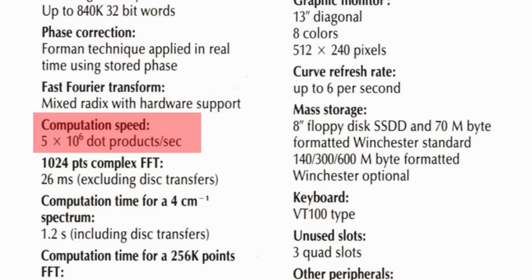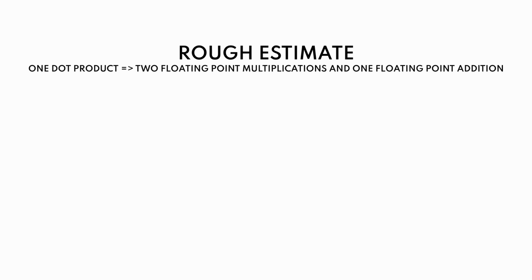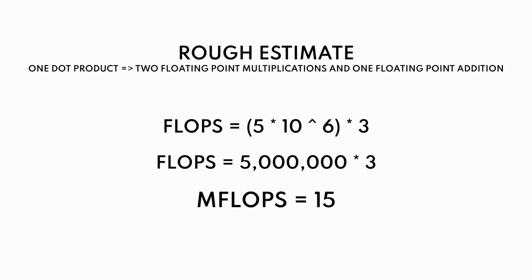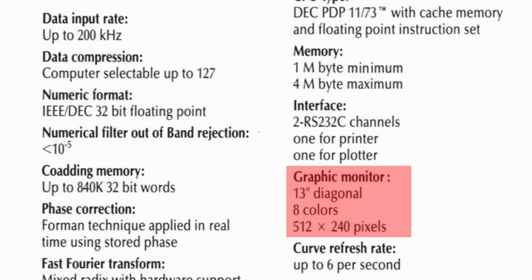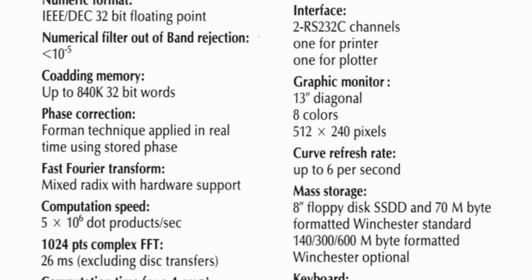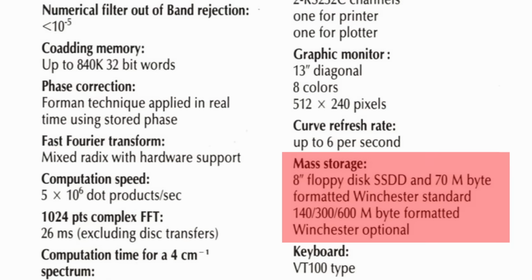This is kind of a difficult thing to figure out what that means in terms of speed, but our rough guesstimate is that this thing is doing about 15 megaflops, which is pretty wild. And then over here we can see that it lists the host system as a PDP 1173 with 1 meg minimum, 4 meg max, a 13-inch color monitor with 8 colors doing 512 by 240 pixels, an 8-inch floppy drive, and a 70 megabyte formatted Winchester drive.